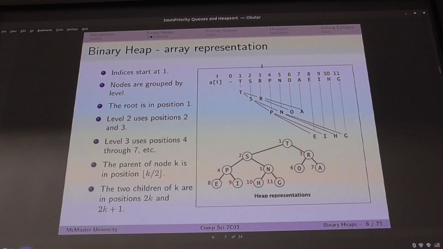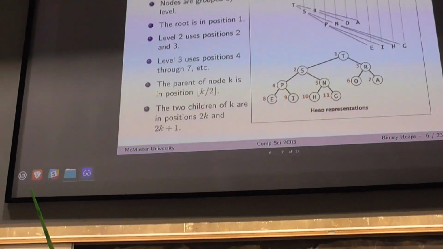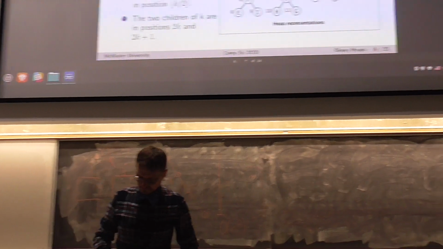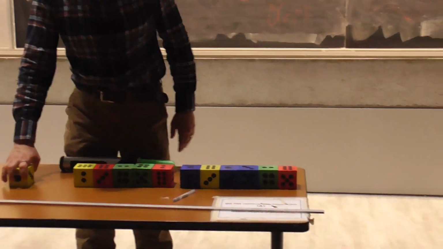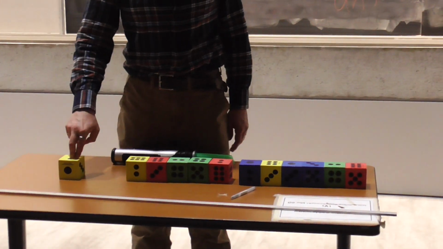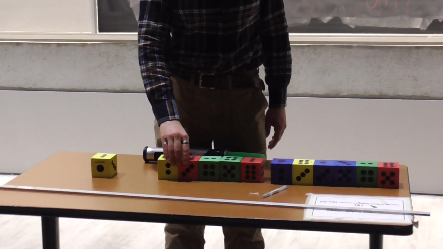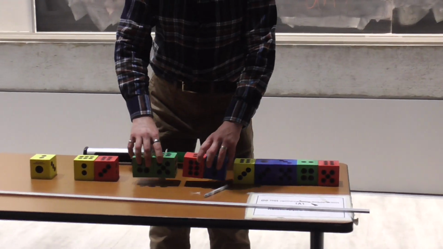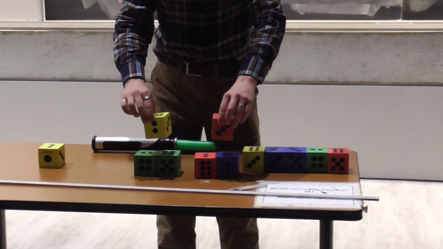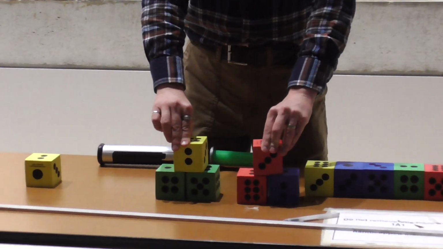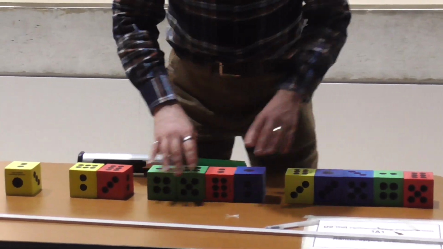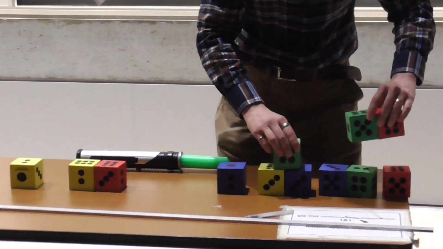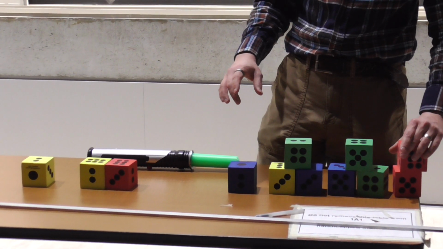Essentially, these things are arranged by level, right? So the first element is the root of the heap. The next two elements are the children of the root node, right? The next four elements are the children of these guys, right? The next elements are the children of these guys. Does that make sense?